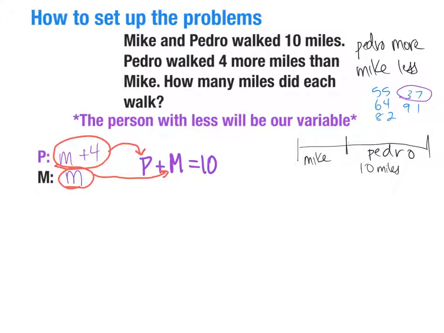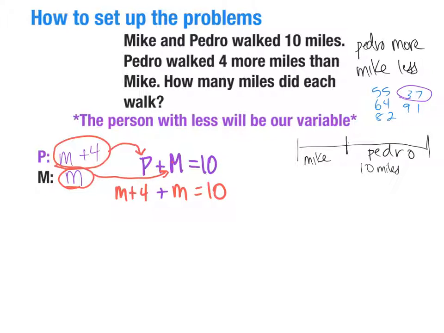Instead of P, Pedro, what should I write? What did I circle in red? M plus 4. That's going to stand for Pedro, because Pedro did walk 4 more than Mike. And then what's Mike going to be? Plus, instead of this purple M, I'm going to put what I circled in red. Well, M. Pedro is M plus 4. Mike is M. Together, they walked 10 miles. The reason that I can't have a P in my equation and an M in my equation is because which one am I going to work out? Which one am I going to get by itself?